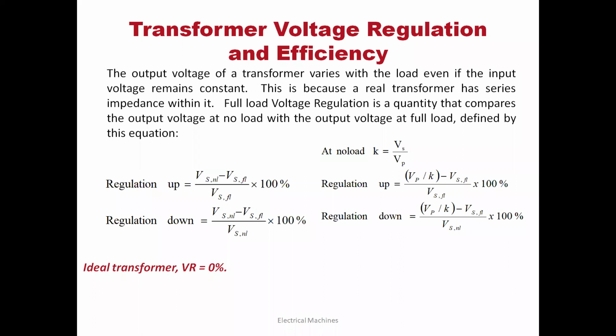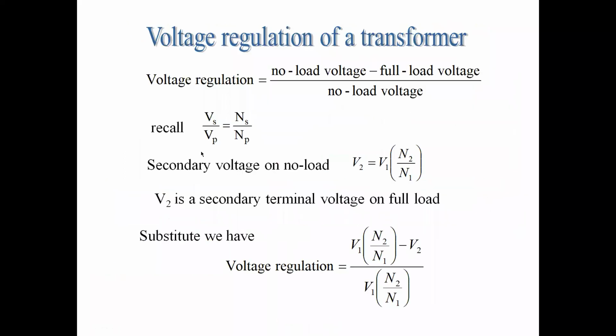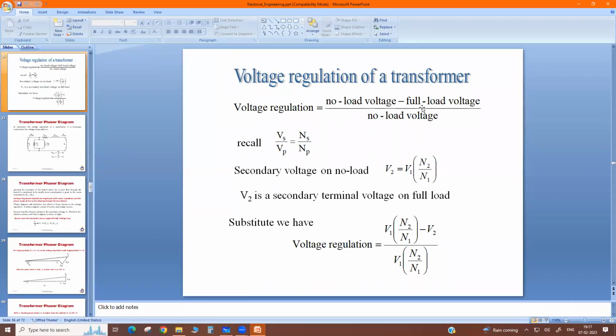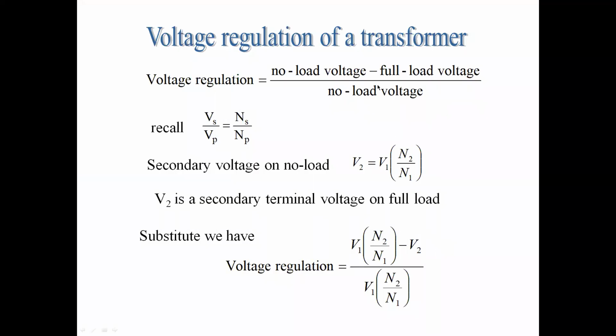Regulation at full load means, see, this is the formula. Please write this: no load voltage minus full load secondary terminal voltage, divided by no load voltage, meaning E2. Please note down this first one: E2 minus V2 by E2, into 100%.